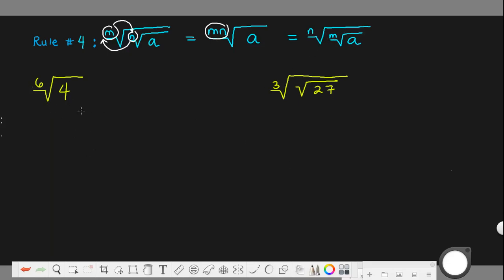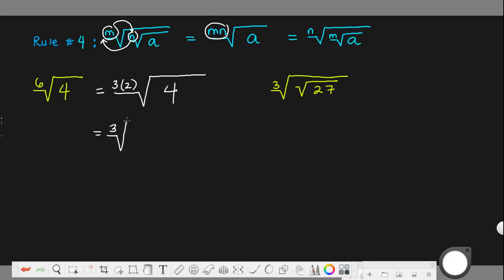Now, for the first given is 6th root of 4. Pag nakakita kayo ng ganyan, ano bang pwede nyong gawin? So, pwede natin siyang isulat as 3 times 2. Hanap tayo ng factor ni 6, no? 3 times 2. Okay? Root of 4. Pwede siyang ganyan, di ba? So, 3 times 2 is 6.